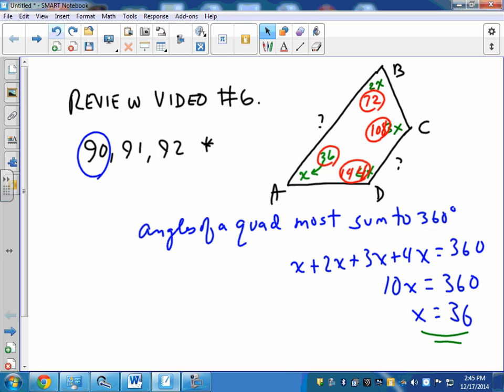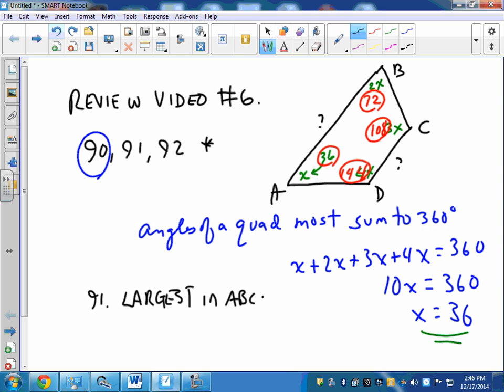Okay, so the question was, what's the measure of the largest angle? So 91, the largest angle in ABCD is 144 degrees. This one right here. Okay. And the last thing is, can you make any other conclusions?